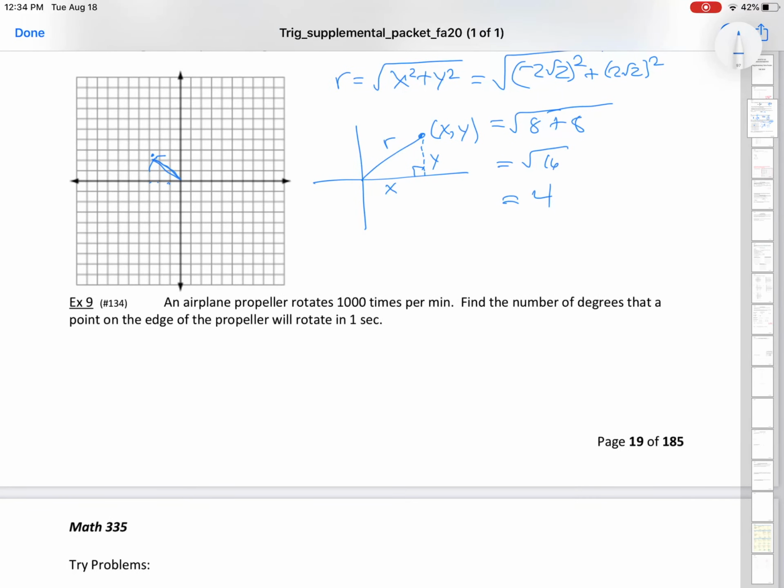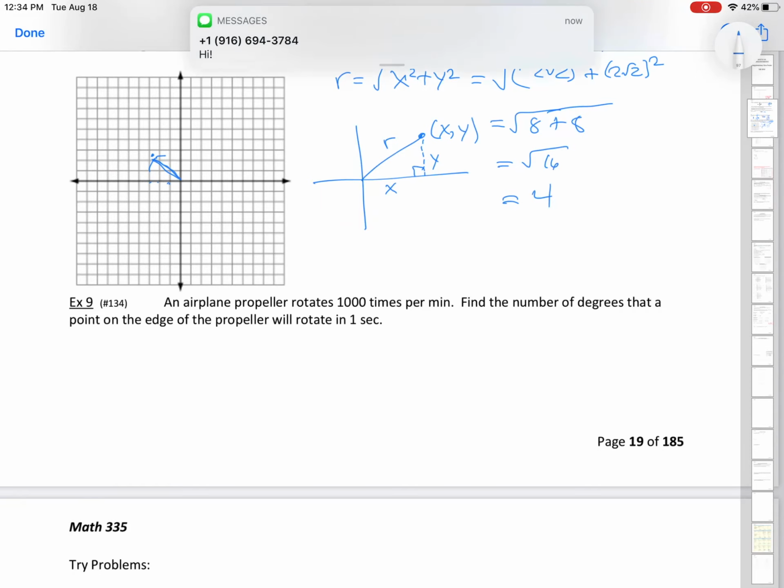So as we look at the homework, you're going to have some word problems at the end. And so this is an example of one. An airplane propeller rotates 1,000 times every minute. Find the number of degrees that a point on the edge of the propeller will rotate in 1 second. And so we have to be careful with the units that they're talking about here. So it's going to rotate 1,000 times per minute. And so we need to find out how much it's going to rotate in a second.